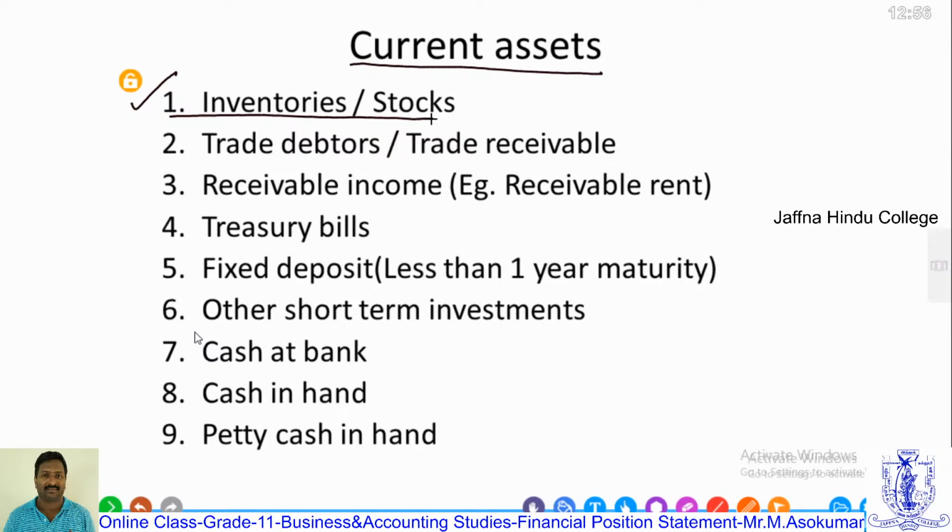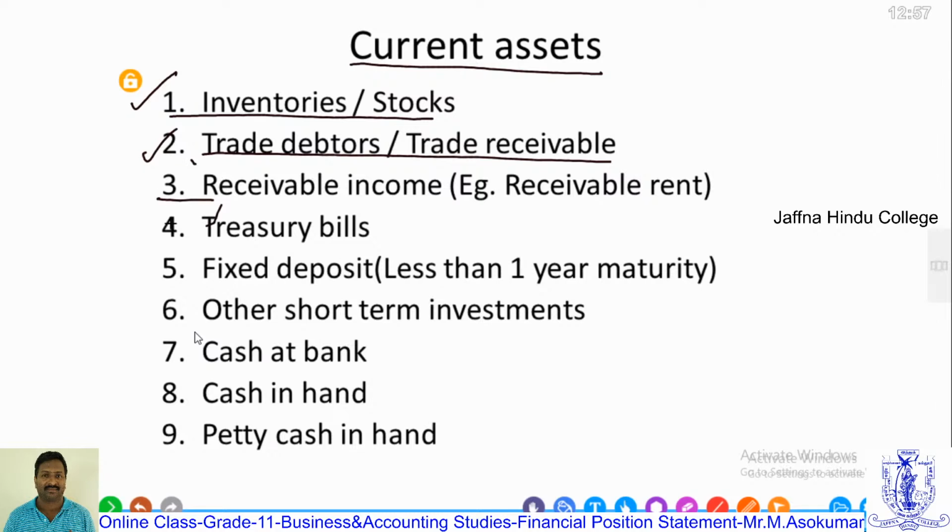Trade debtors, second thing, trade debtors or trade receivable. Trade debtors or trade receivable means the receivable value from debtors by net credit sales. The amount receivable from a debtor or customer is called the value of debtors. This is also one of the current assets because the business expects to receive that amount within a specific period. Therefore, that is also a current asset.